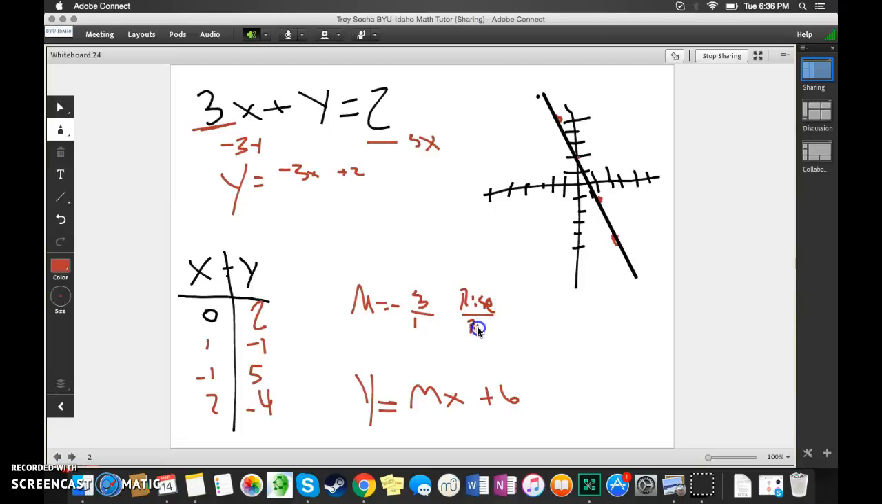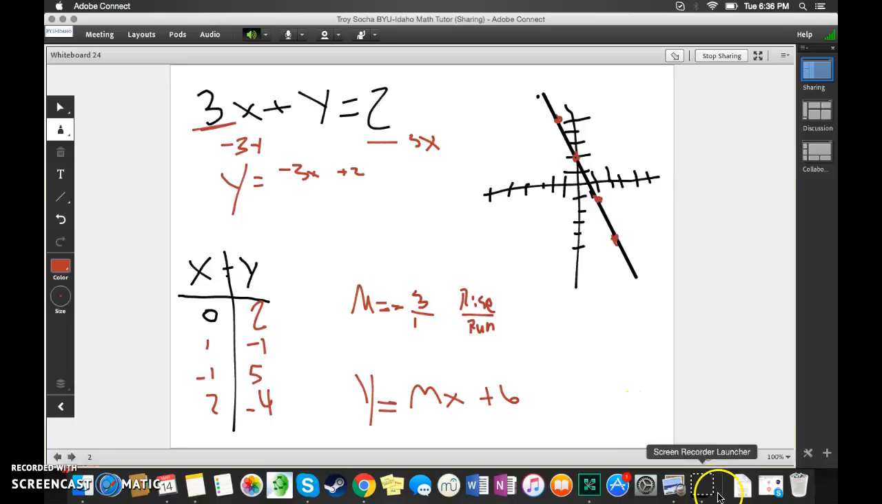What that means is for every 1 that we go left or right, we go 3 up, or for every 3 down we go, because negative slopes go down. So we go 1, 2, 3, and over 1, and that's where our point is. As you can see, if we go from here up 3 and over 1, we get there. The slope is related to how steep a line is.